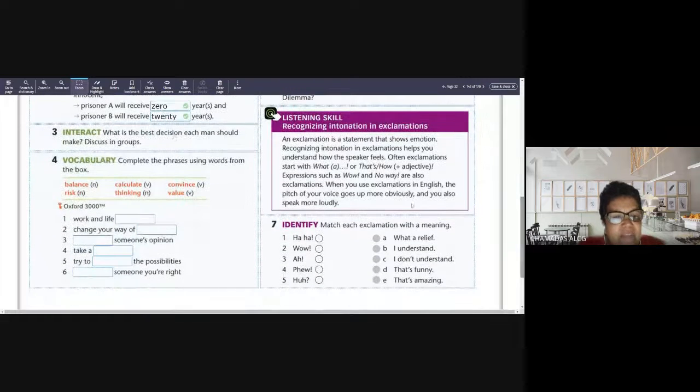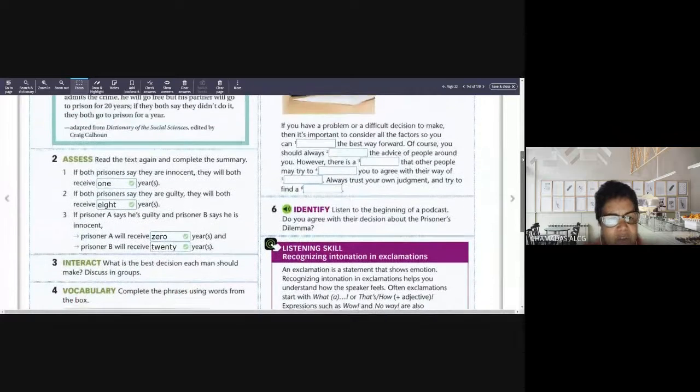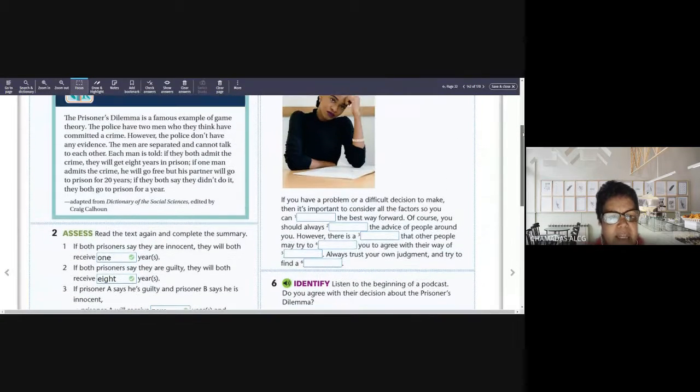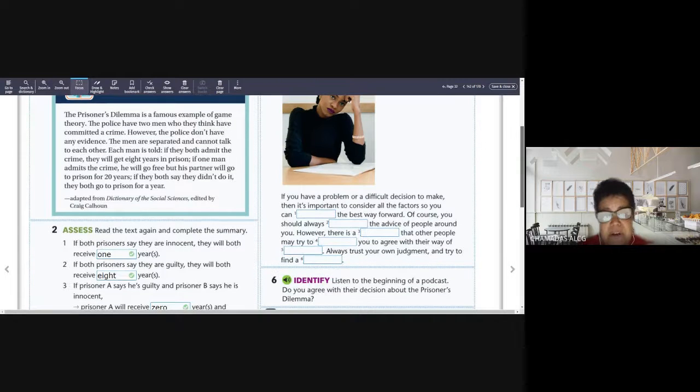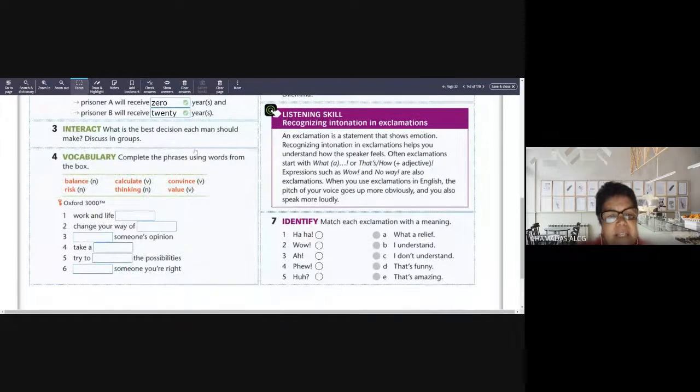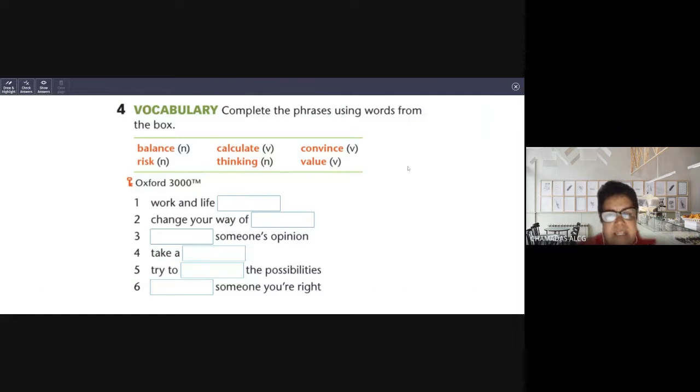So here, that's why they ask us which one is the best decision. I would say for them to plead innocent, not to plead guilty. Because if both of them plead innocent, they will just go to prison for a year. So complete the phrases now using words from the box. Let's take a look.